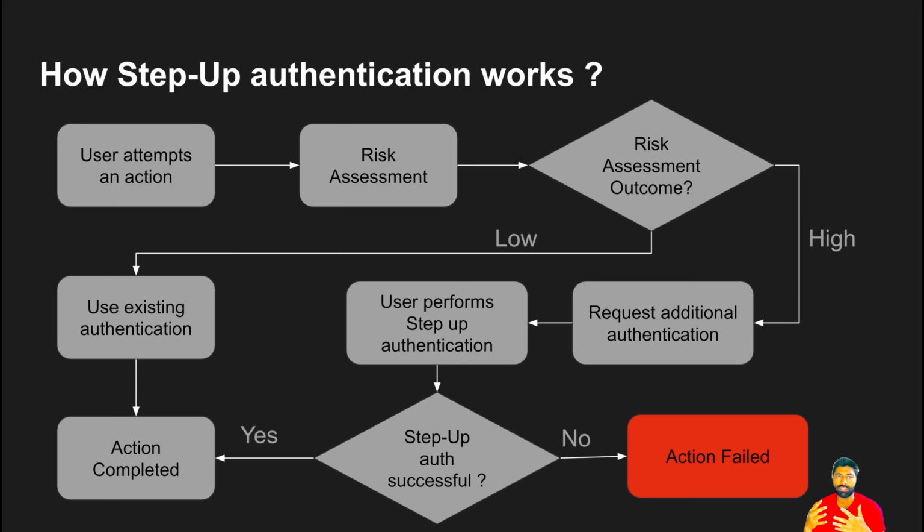If I explain this with a flowchart, so when user attempts an action, the system performs a risk assessment. Then risk assessment outcome is checked. If risk assessment outcome is low, then no extra authentication is triggered and action is completed. If risk assessment outcome is high, then system requests additional authentication. User then performs step-up authentication.